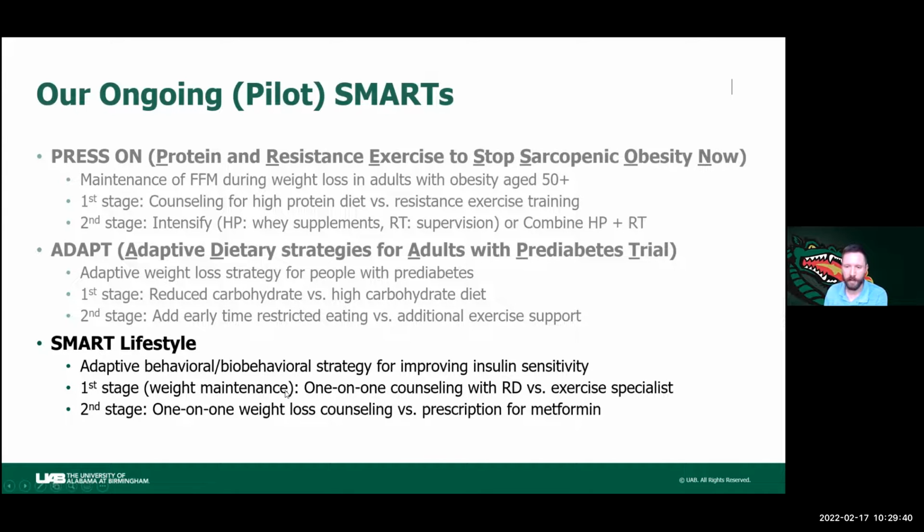The other option is to augment the diet or exercise counseling with a prescription for metformin, which, as I'm sure most of you know, is the first-line medication for diabetes management and was also used in people with prediabetes in the diabetes prevention trial.